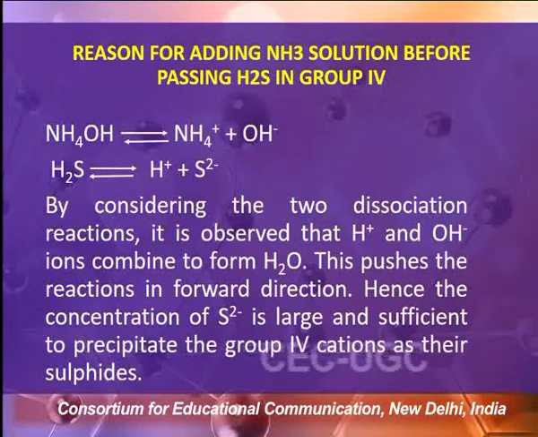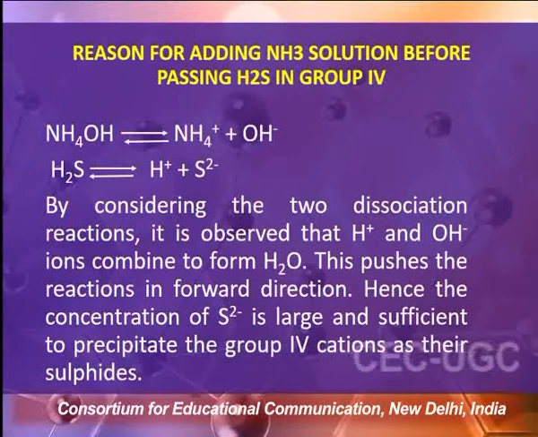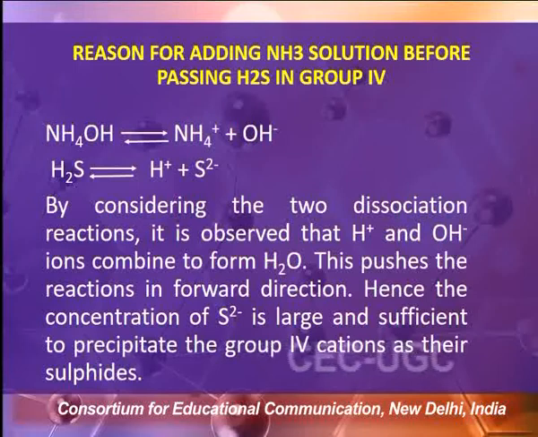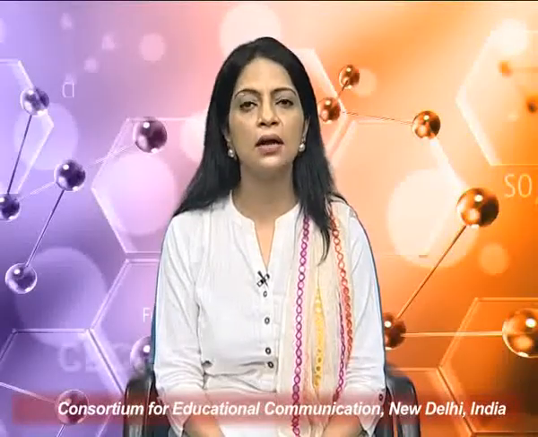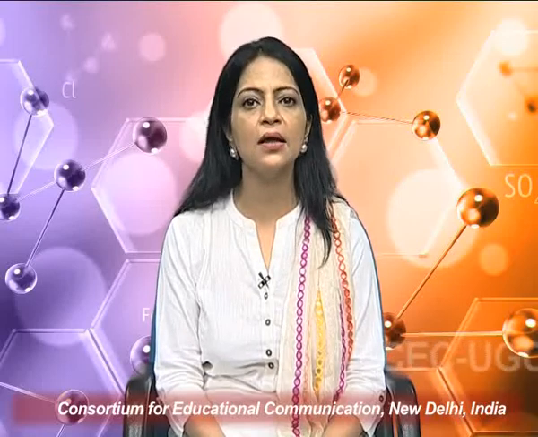Since the reaction is now proceeding in the forward direction, more and more H2S is getting dissociated to produce more and more H plus ions, and the concentration of sulfide ions also increases in this manner. Therefore, the concentration of sulfide ions is large and is sufficient to precipitate the group 4 cations as their sulfides, since group 4 cations need a larger concentration of sulfide ions to precipitate as their sulfides.